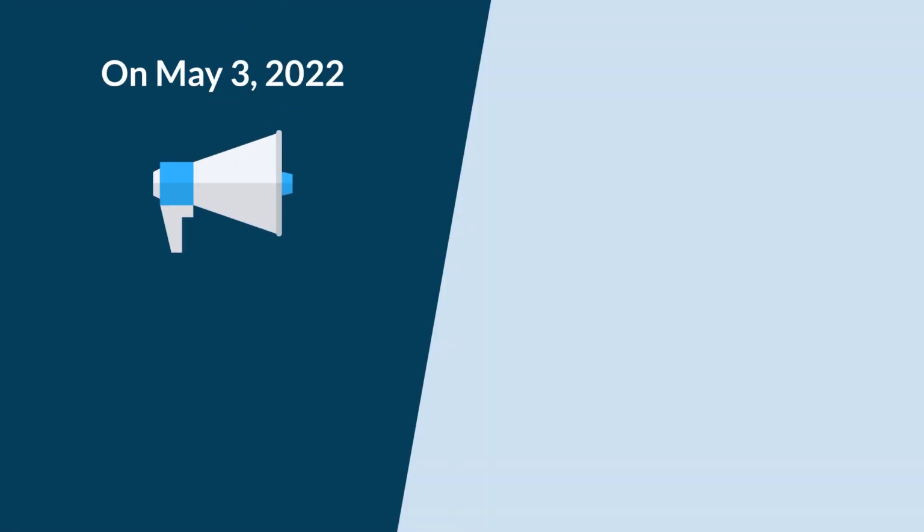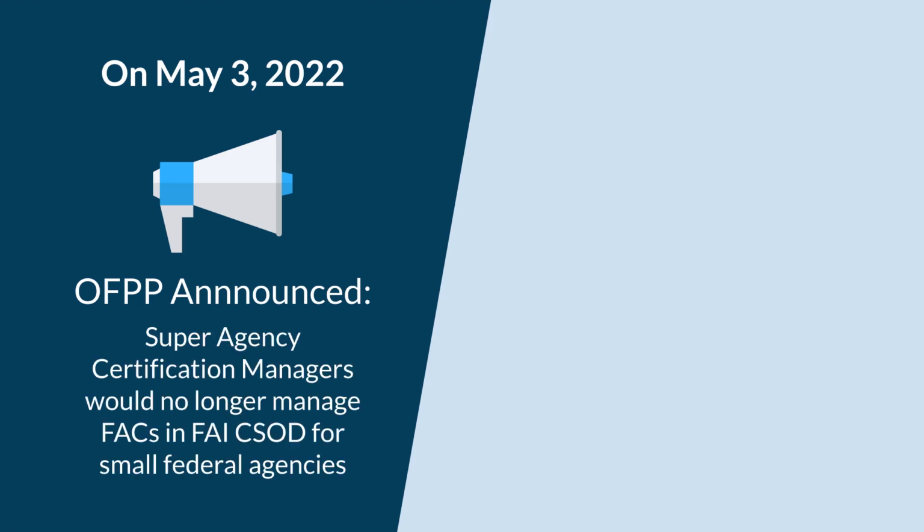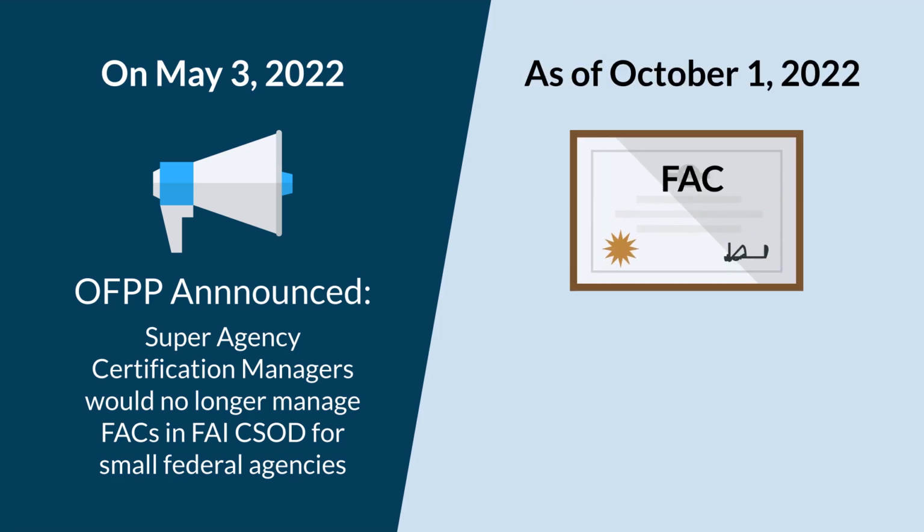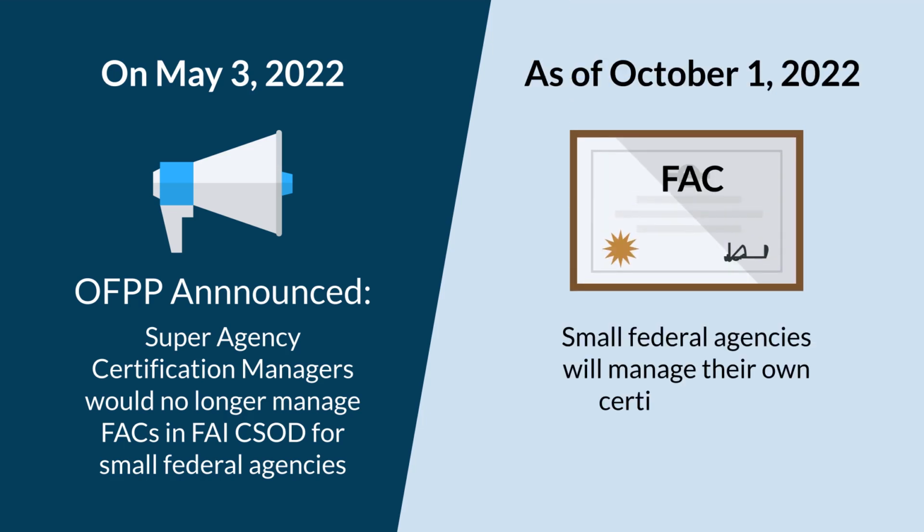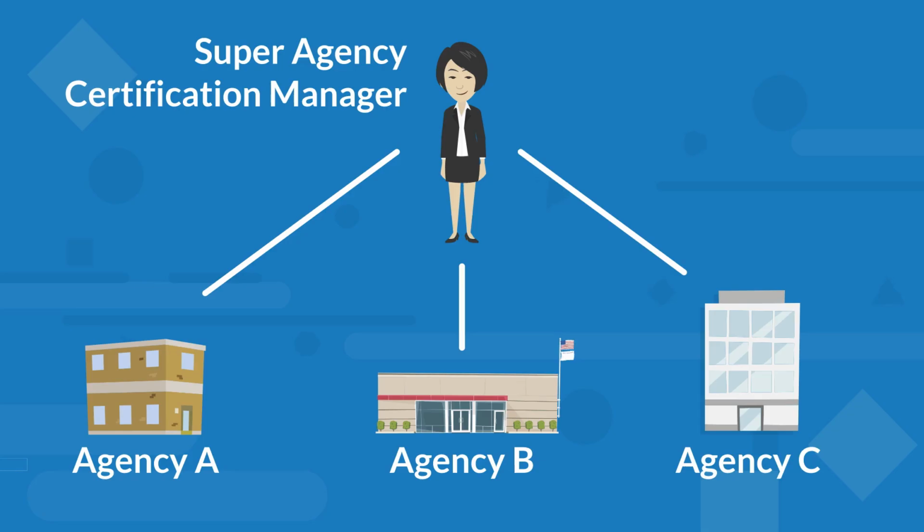On May 3, 2022, the Office of Federal Procurement Policy, or OFPP, announced that superagency certification managers would no longer manage federal acquisition certifications in FAI Cornerstone on Demand, or CSOD, for small federal agencies. As of October 1, 2022, small federal agencies will manage their own certifications in FAI CSOD.